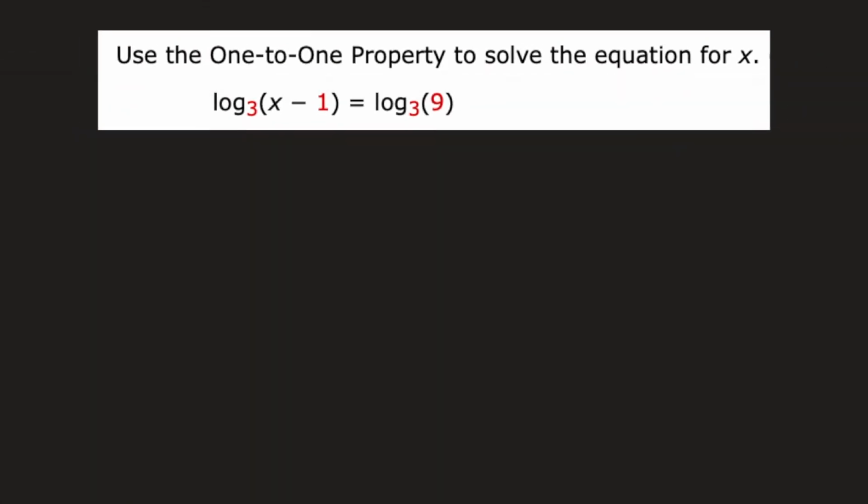One-to-one property when it comes to logarithms, you just have to make sure that the base of the logarithm is the same on both sides, and you have only one log on the left side and one log on the right side. If that's the case, you can kind of just forget those logs and say that x minus 1 is equal to 9, add 1, and x equals 10.